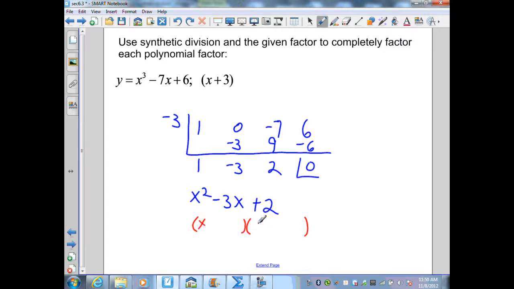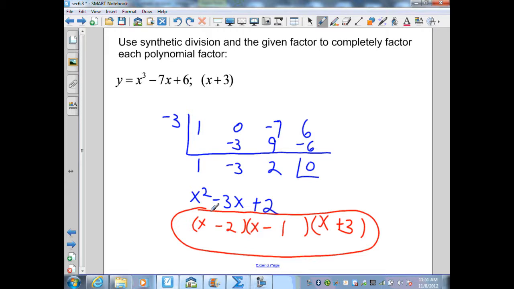x, and this would be minus 2 and minus 1. And if I FOILed, that would be x times x is x squared, minus x, minus 2x is a minus 3x, and a negative times a negative is a positive 2. Therefore, I know if I would multiply these two linear factors together, I would end up with x squared minus 3x plus 2. And if I multiplied it by the given linear factor, x plus 3, it would give me back my original function, which is x cubed minus 7x plus 6. So if I would completely factor that, that would be my solution in linear factored form.